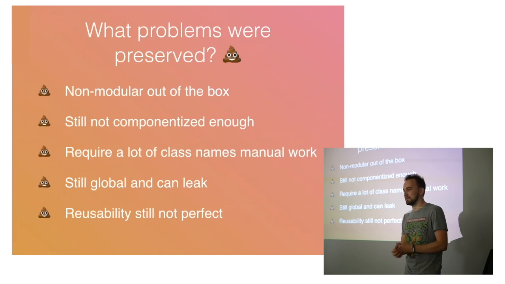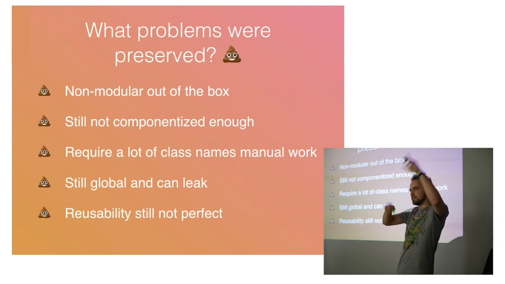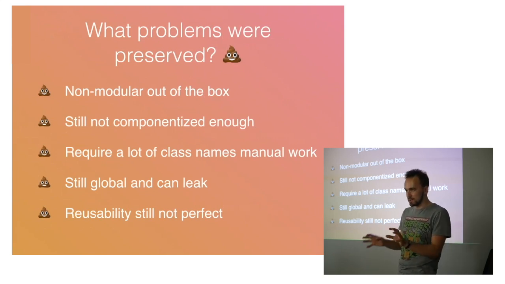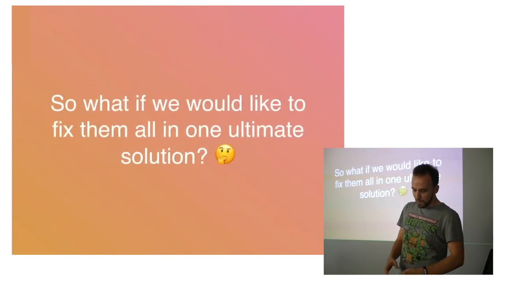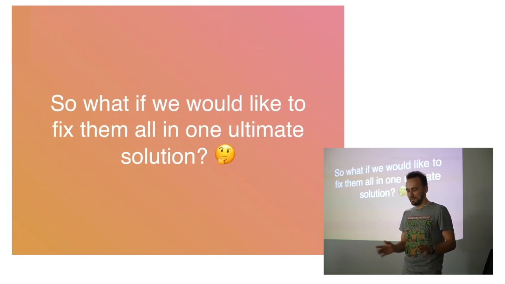And reusability is still not perfect. It's still kind of hard to find this string, then use this class name, then another one, then keep track of all the stuff in your tons of files. So it's still not perfect. It's still quite hard to track the extensions, etc. So what if we would like to have a solution which will fix them all, or at least most of them? And we'll introduce some others, but anyway.